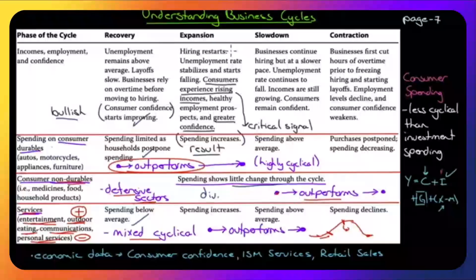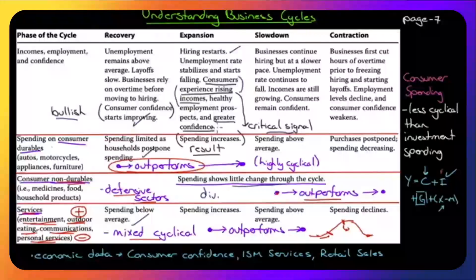In the expansion, hiring restarts, unemployment rate stabilizes, starts falling. This is really important. Consumers experience rising incomes. That is a critical sign. If you want higher consumption, you have to have two things. You have to have rising incomes and/or rising availability of household credit. So if you can't make more money, can you get access to more money through more debt? So if credit expands, that's just as good. Incomes are better though. Rising incomes are absolutely great.